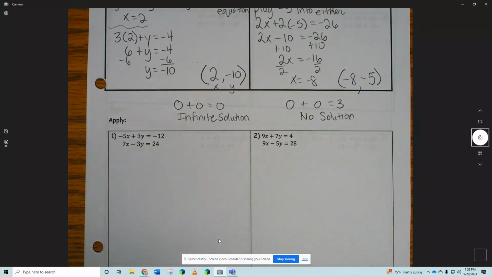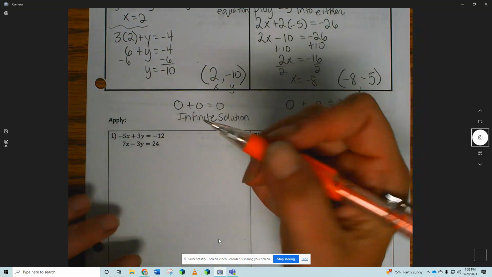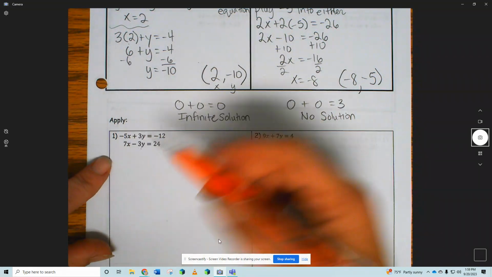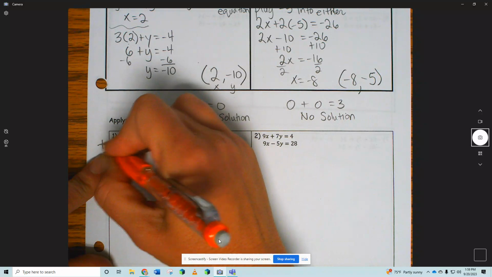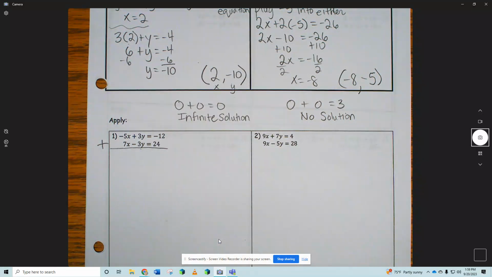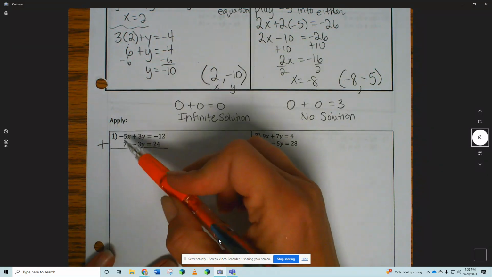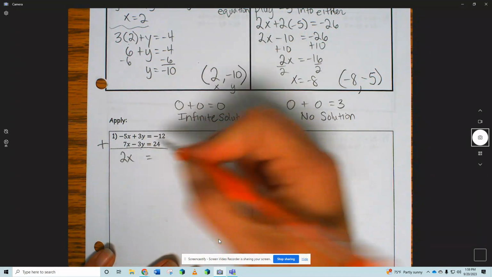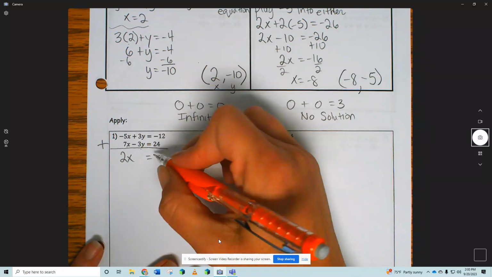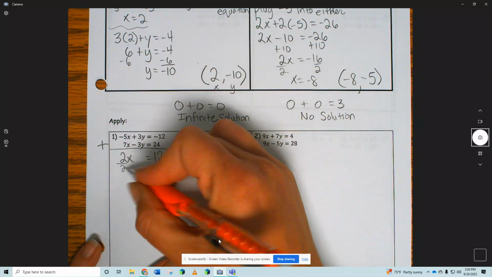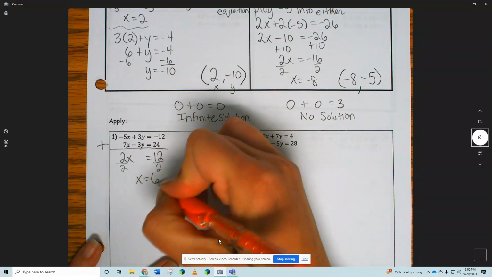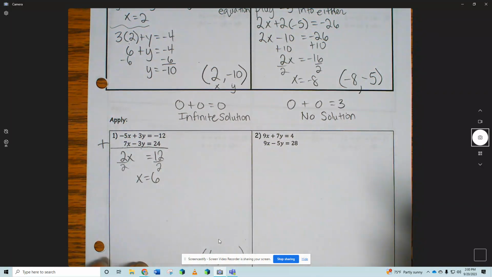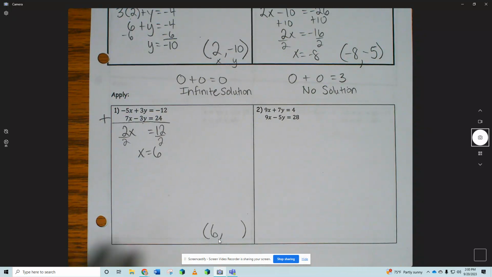I'm going to do 1 and 2 with you, and then you're going to do the back on your own. Look, guys, the 3 y's are going to cancel. Nice. I'm going to add these two equations. -5 plus 7, 2x. -12 plus 24, 12. Divide by 2. Good.